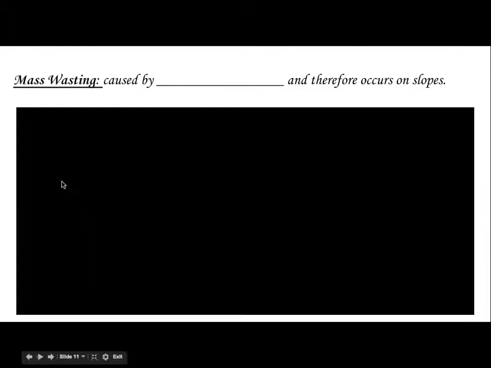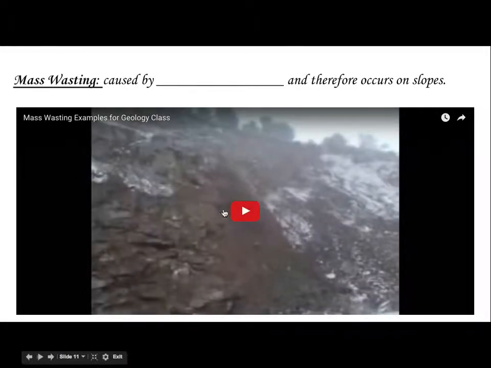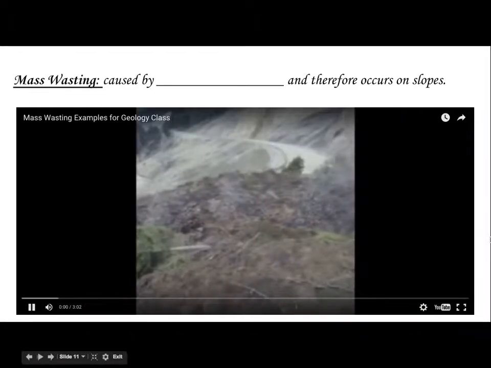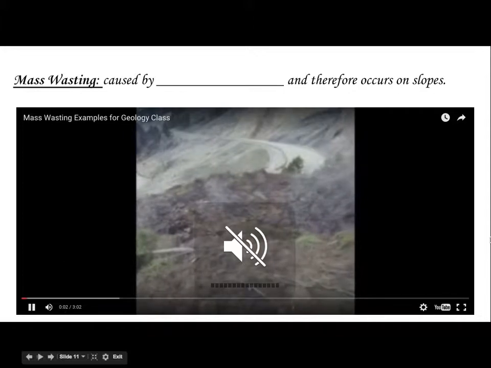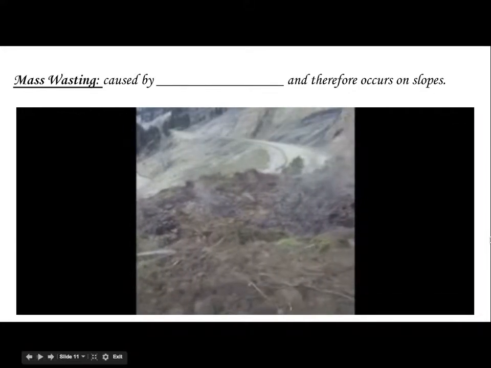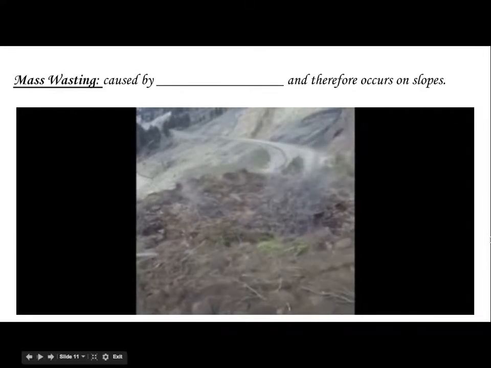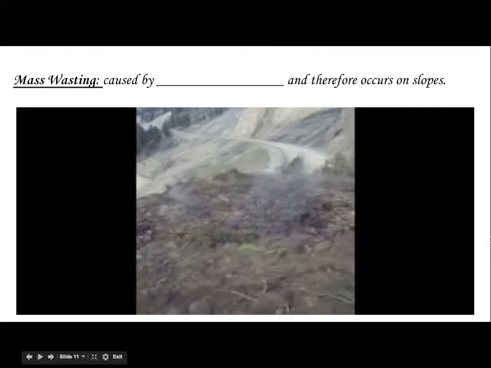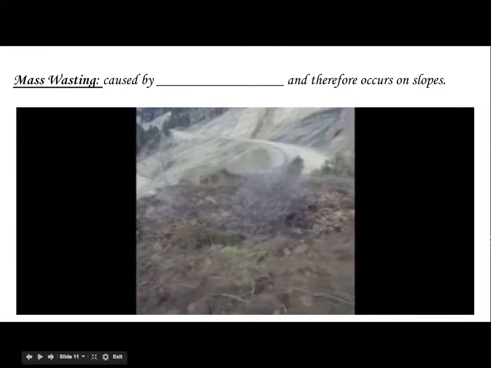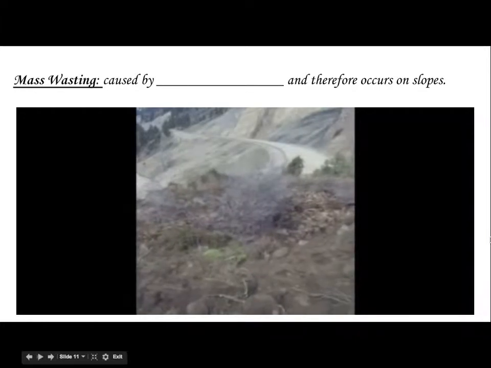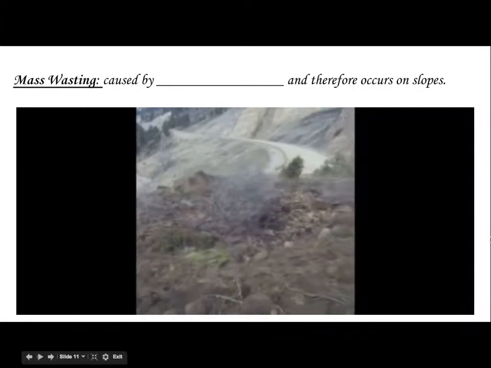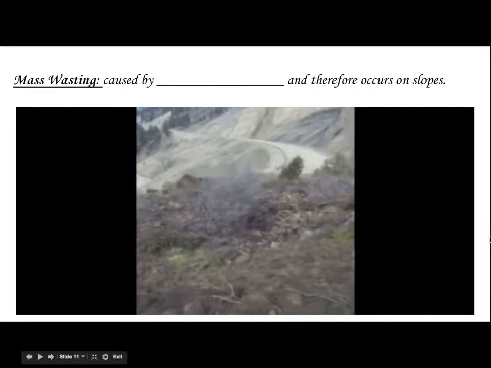Alrighty. For mass wasting, as this video is playing, it's not going to have any words with it, but just take a look. But mass wasting is caused by what? Actually, what does the word wasting mean? Waste. Don't give me the same word. Trash. To get rid of something, not just trash, but to get rid of something.